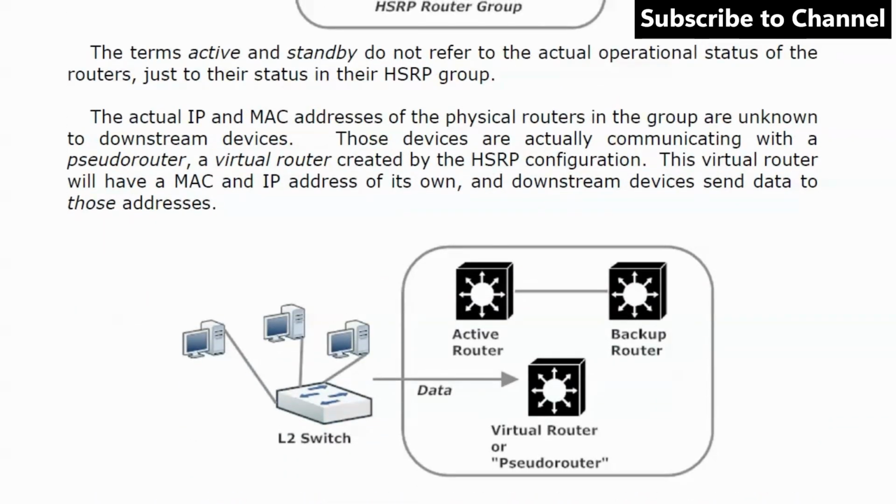Here's actually what we're doing with HSRP. Now, the actual IP and MAC addresses of the physical routers in the group are totally unknown to downstream devices. In this case, that being our switch and a bunch of hosts connected to that switch, these devices are actually communicating with a router that does not exist. A pseudo router, or a more popular term, a virtual router, and that's going to be created by the HSRP configuration. Now this virtual router is going to have its own MAC address, and an IP address that we assign it, and the downstream devices send data using those as the destination addresses. It's pretty cool stuff. So we're going to jump right in here with a lab.